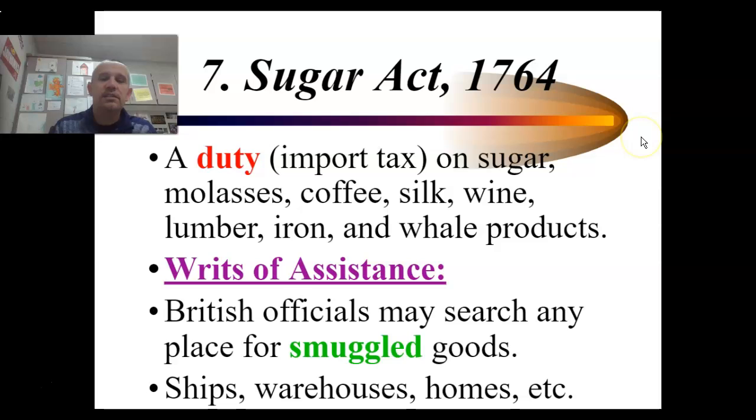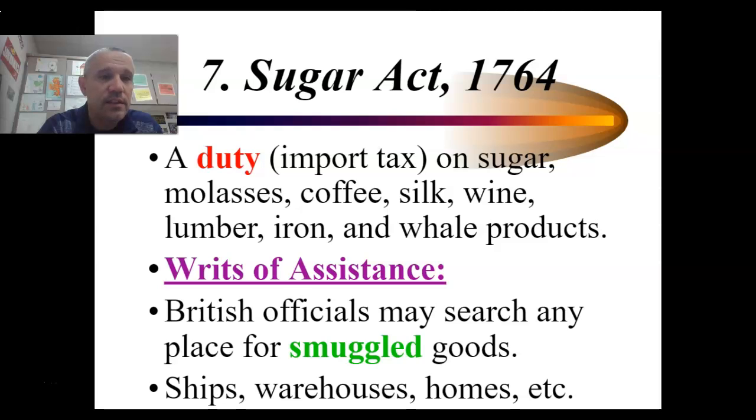The Sugar Act, 1764. The Sugar Act placed a tax or a duty on sugar, molasses, coffee, silk, wine, lumber, iron, and whale products. So any of these items that were going to be shipped out of the colonies and maybe sent to England were being taxed. The colonists were actually having to pay a tax on the items that they were shipping out.